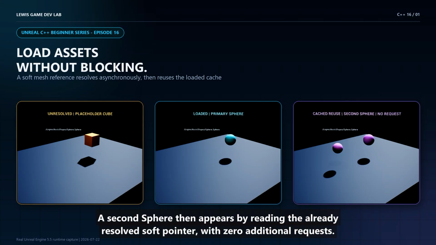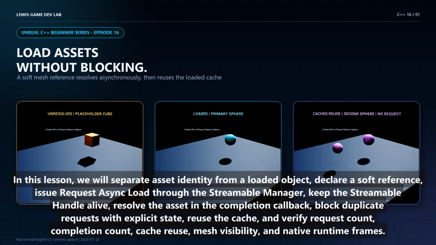A second sphere then appears by reading the already resolved soft pointer with 0 additional requests. In this lesson, we will separate asset identity from a loaded object, declare a soft reference, issue RequestAsyncLoad through the FStreamableManager, keep the FStreamableHandle alive, resolve the asset in the completion callback, block duplicate requests with explicit state, reuse the cache, and verify request count, completion count, cache reuse, mesh visibility, and native runtime frames.